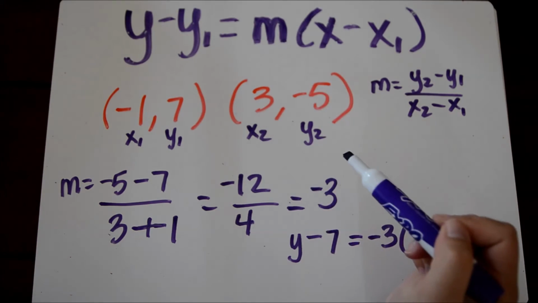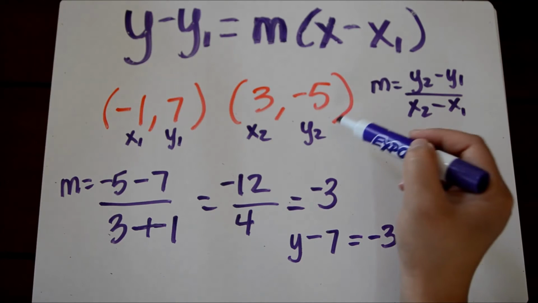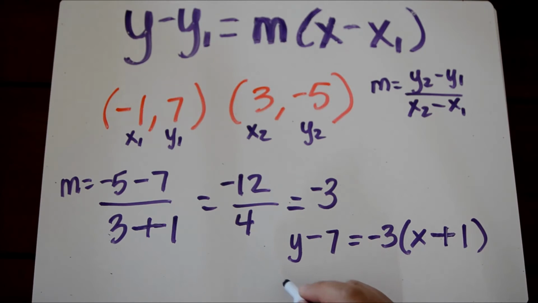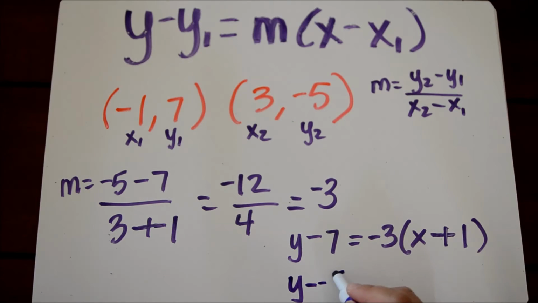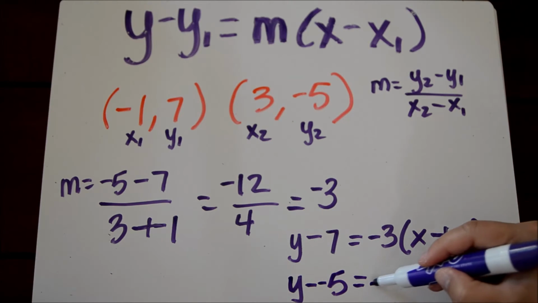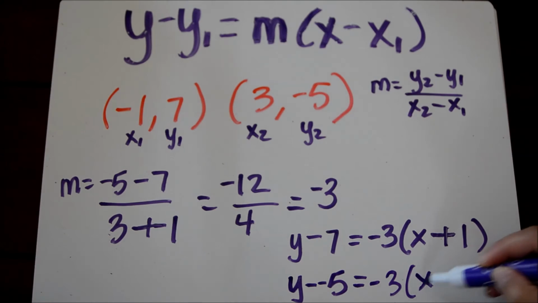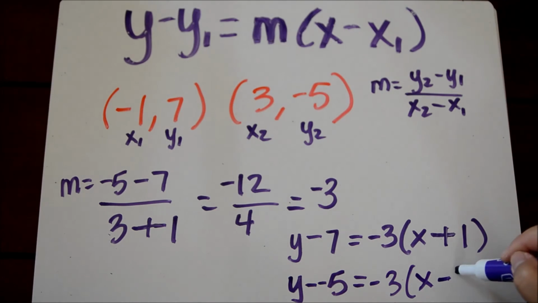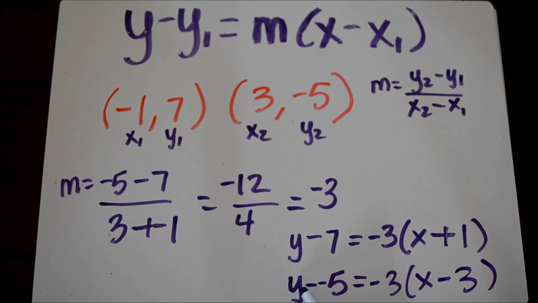Let's try our second one. We're going to substitute in 3 in for our x value and negative 5 in for our y value here. And we're going to change that minus a negative to plus. And there are our 2 possible equations in point-slope form if we were given these 2 points.